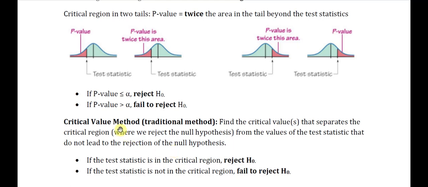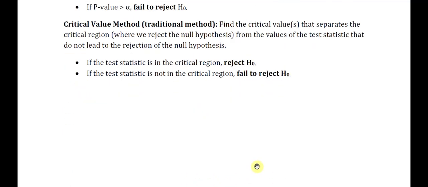Okay, the next one is the critical value method, which we sometimes call the traditional method. We find the critical values that separate the critical regions, where we reject the null hypothesis, from the values of the test statistic that do not lead to rejection of the null hypothesis. After we find the critical value, if the test statistic is in the critical region, then we reject the null hypothesis. If it's not in the critical region, then we fail to reject the null hypothesis.